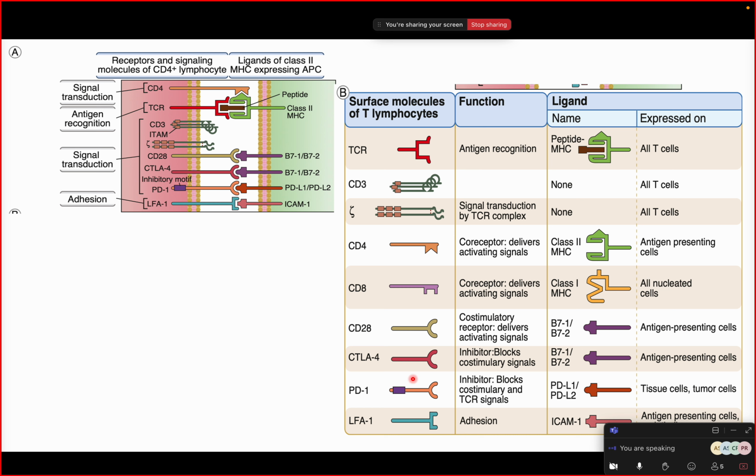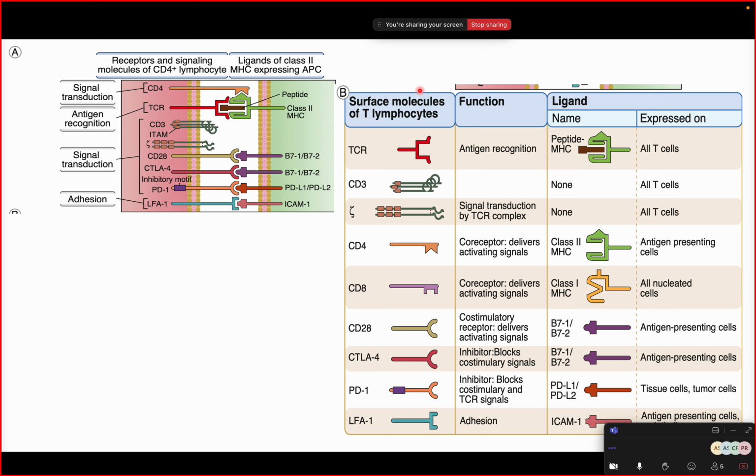So you don't have to remember all these things. Some major interactions you should know. For example, CD4 will bind to what? Like, okay, MHC1 or MHC2. Then what are their major common co-receptors, such as CD28, CTLA4 and PD1.